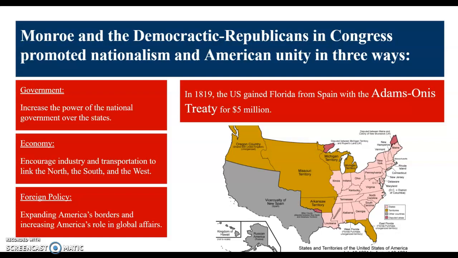And in 1819, the United States gained Florida from Spain with the Adams-Onis Treaty for $5 million. So the United States gained control of all of Spain. I mean, not all of Spain. The United States gained control of all of Florida in exchange for $5 million. All right, so now Florida is a territory of the United States based on the Adams-Onis Treaty.